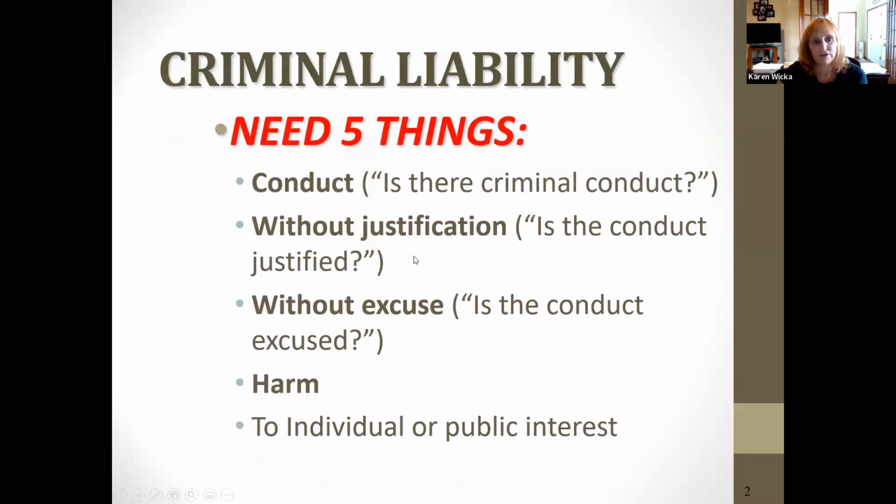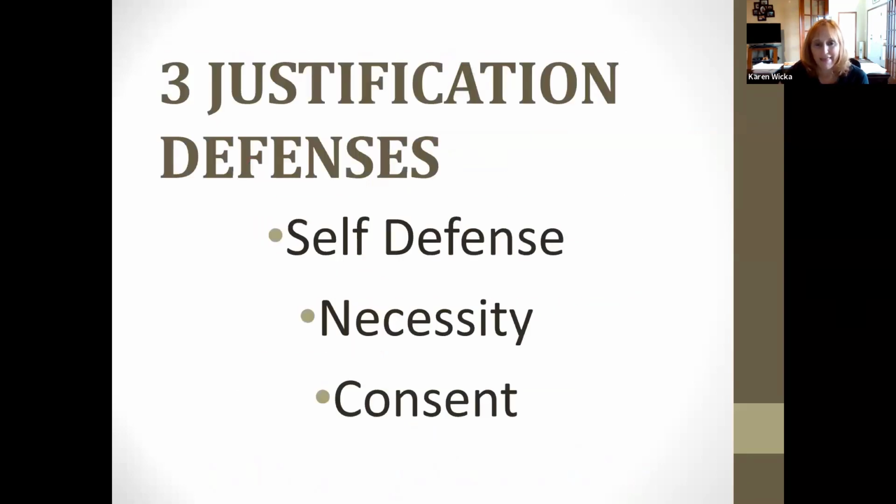Just as a reminder, these are the 5 things you need for criminal liability that we've said over and over. We covered conduct the last 2 weeks. This week we're in justification. These are the 3 justification defenses: necessity, consent, and self-defense. In the last lecture, we talked about necessity and consent and their legal requirements. This week, we're going to be talking about self-defense.